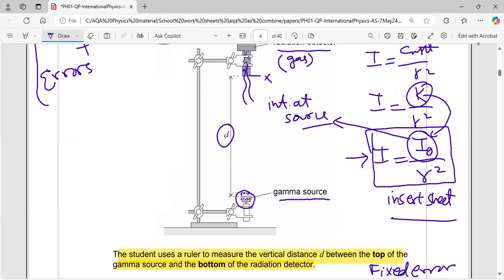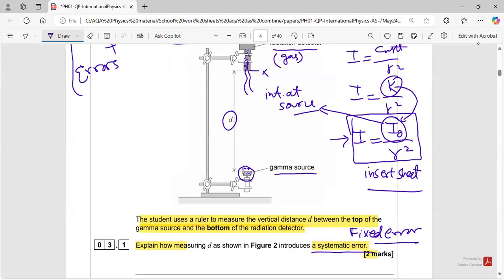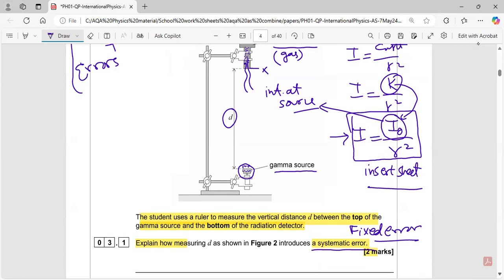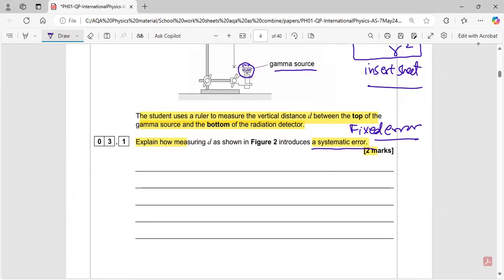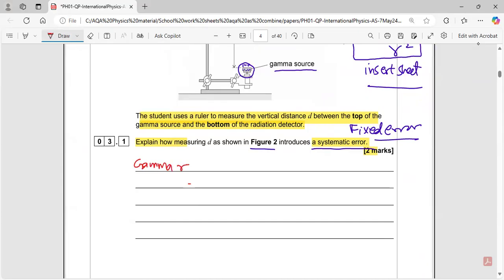And as they're always measuring from the top of the source to the bottom of this, that's why this always introduces a systematic error, which is the constant size error. So we have to write the reason. From the figure, you have to tell the reason. So the first reason is that gamma rays are being produced inside the source, not from the surface. I mean, they can be produced from the surface, but not always from the surface.